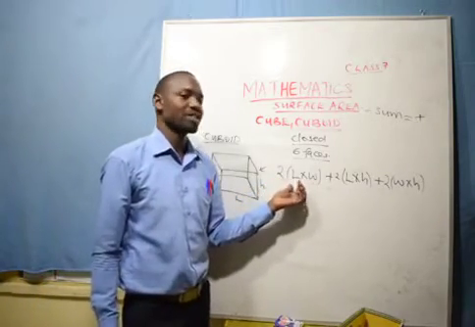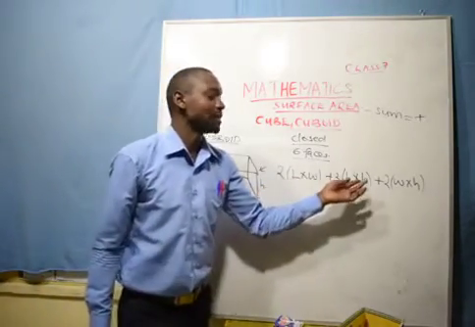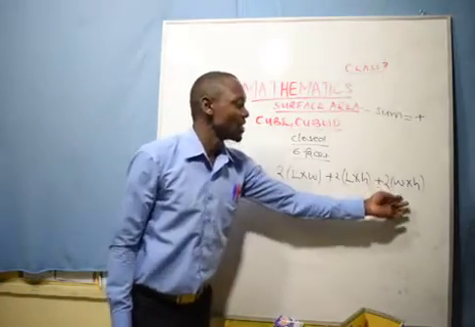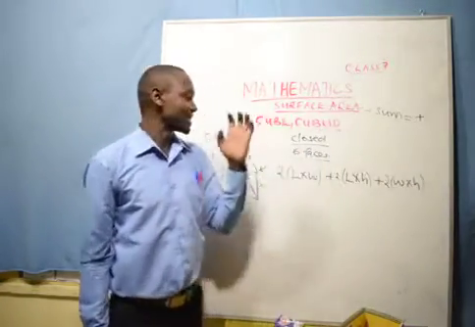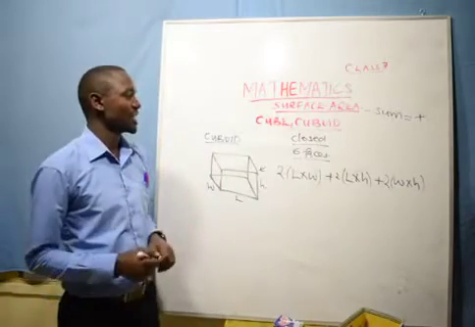So that is the formula for getting the surface area of a closed cuboid: length times width times 2, plus length times height times 2, plus width times height times 2. That is the total surface area of a closed cuboid.